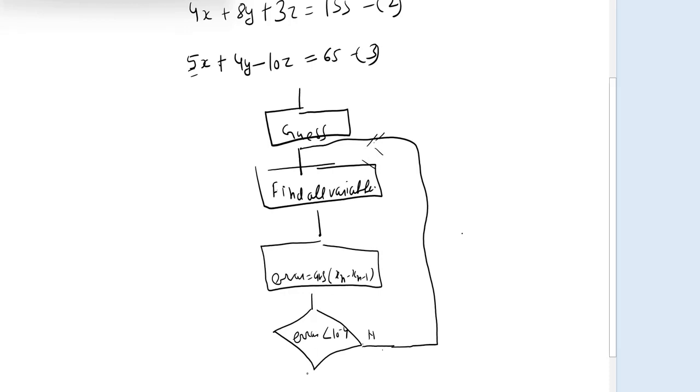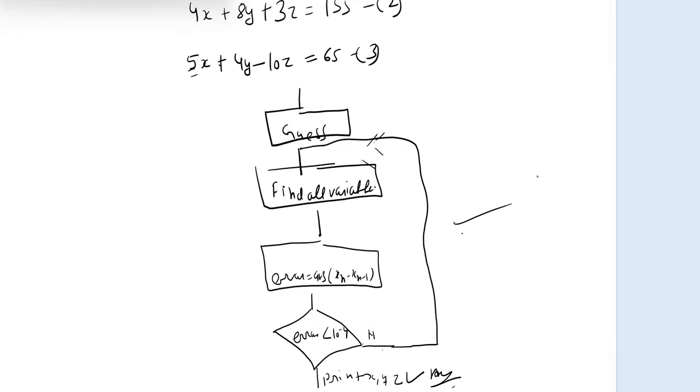This step, if error is 10 to the power minus 4, then we will print those values. Print x, y and z. These are the answer to our question. Okay, this is the algorithm for that.